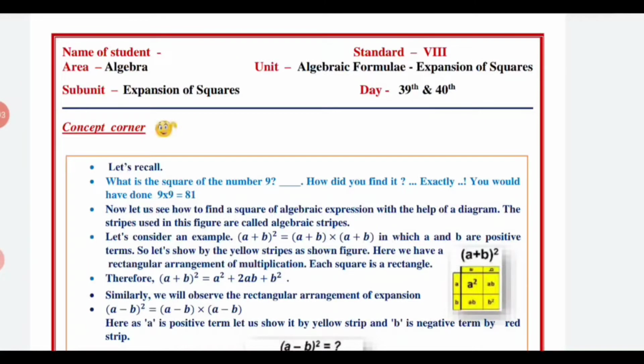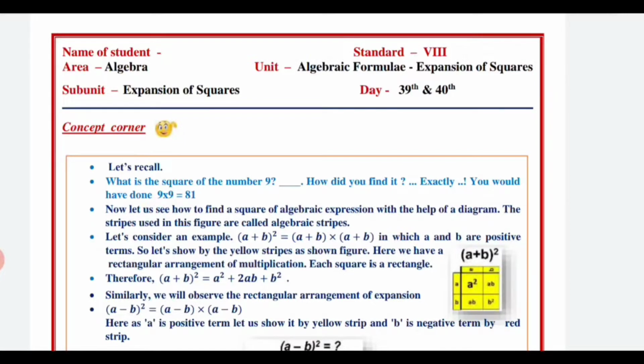In this video, we will be solving activity sheet number 39 and activity sheet number 40 together. They are combined because Day 39 and Day 40 have been given combined. These days are dealing with the area algebra. The unit is algebraic formulae, expansion of squares, and the subunit is expansion of squares.